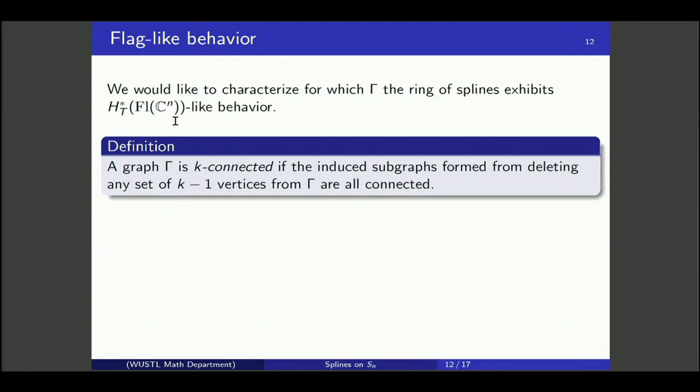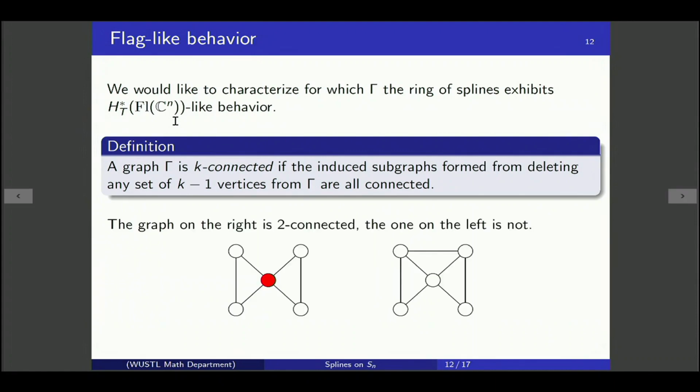A graph gamma is k-connected if the induced subgraphs formed from deleting any set of k-1 vertices are still connected. So we can't cut our graph into two or more pieces by removing k-1 of our vertices. As a quick little example, the one on the right is 2-connected because we can't delete any one vertex to disconnect it, and the one on the left is obviously not.